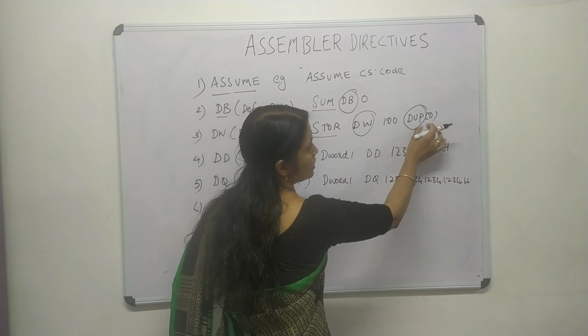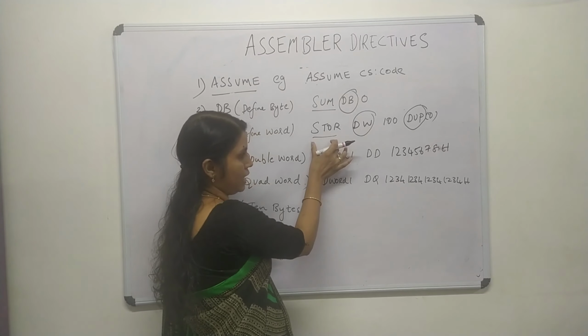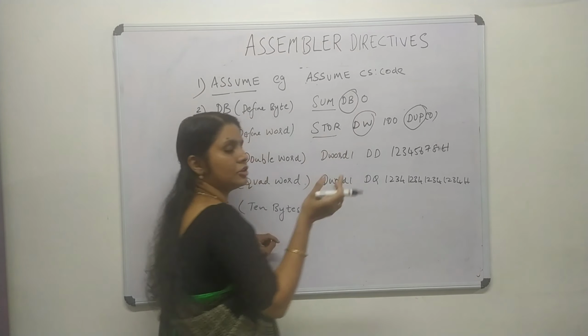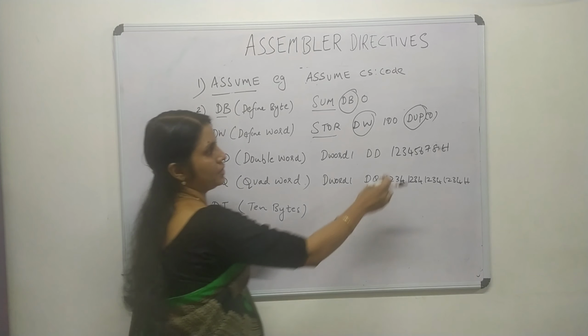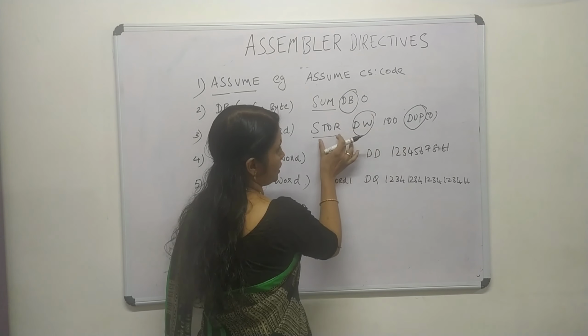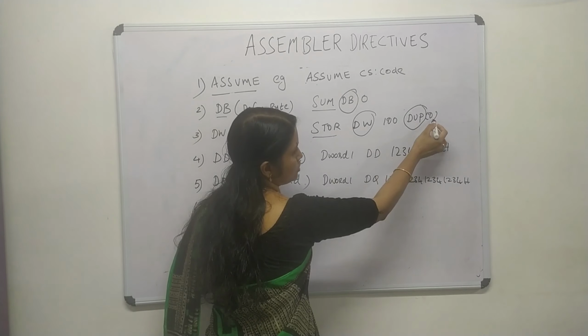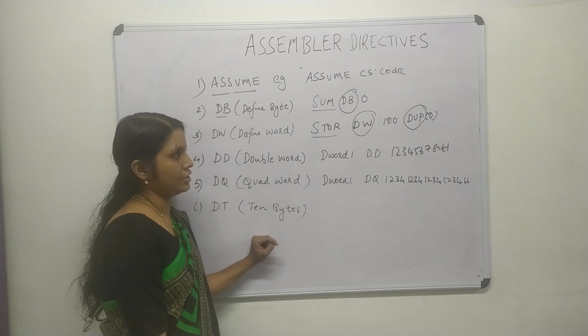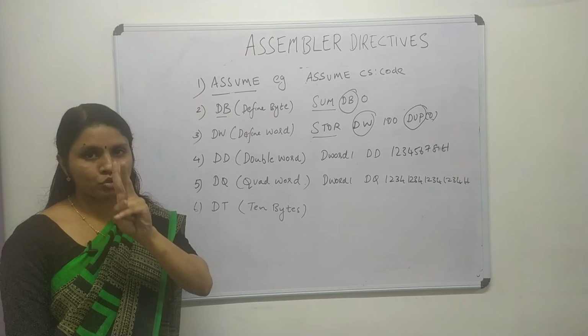So this is smart. It creates an array named store and initializes the array elements as 0. That is it. It will create an array store and initialize it with the value 0. That is what dw does. It is used to define 2 bytes.